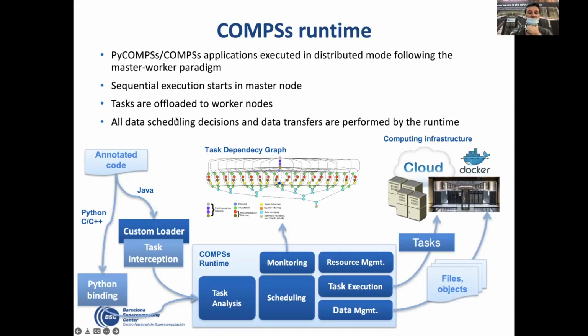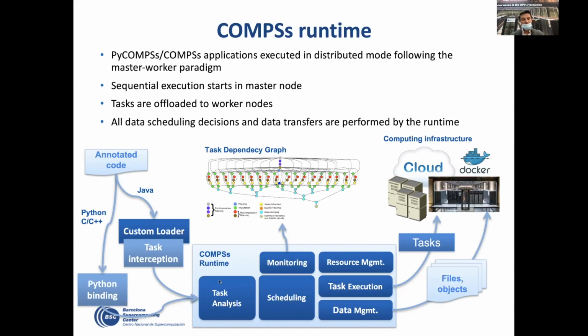So here is a flow of the development and execution of a COMPSs application. You have your code, which is sequential. You annotate the code in Python or Java, and this code is then treated by the COMPSs runtime. From your side as user, you will see your code executed sequentially. You don't see any difference in the execution of the main program.